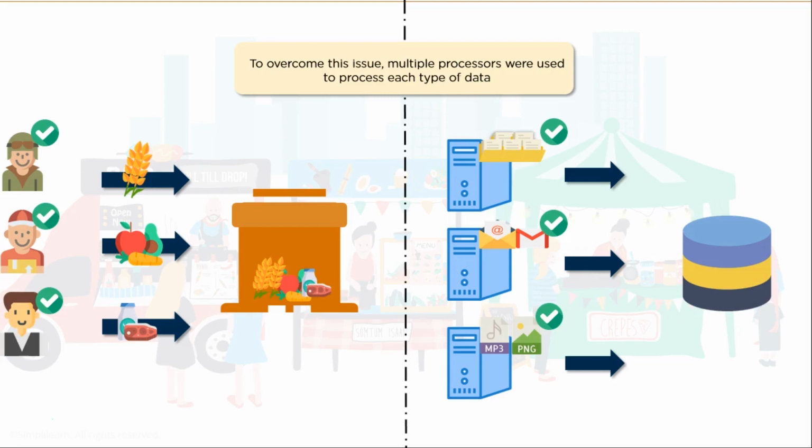Now, the problem which we were talking about, to overcome that issue, multiple processors were used to process each type of data. And here we see a similarity in Tim's approach with the technical approach of going for a distributed platform which could handle a huge amount of data coming in different formats, data getting generated with a lot of speed, and thus helping the organization.